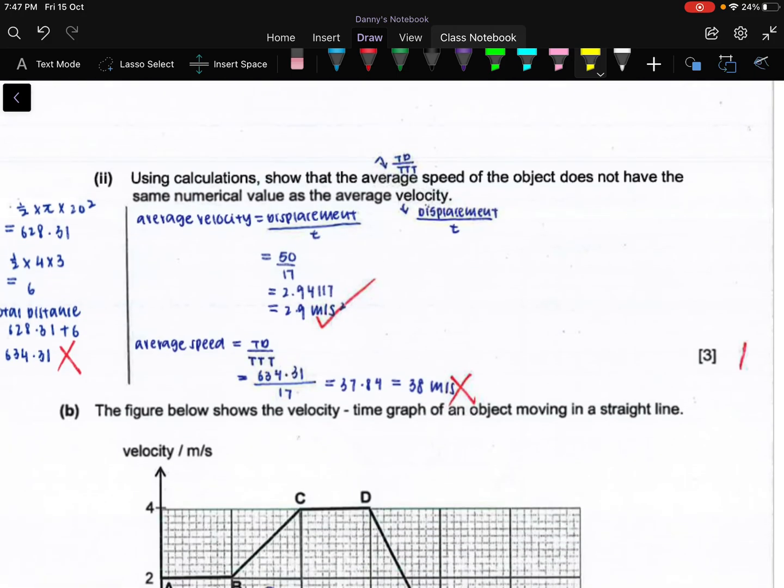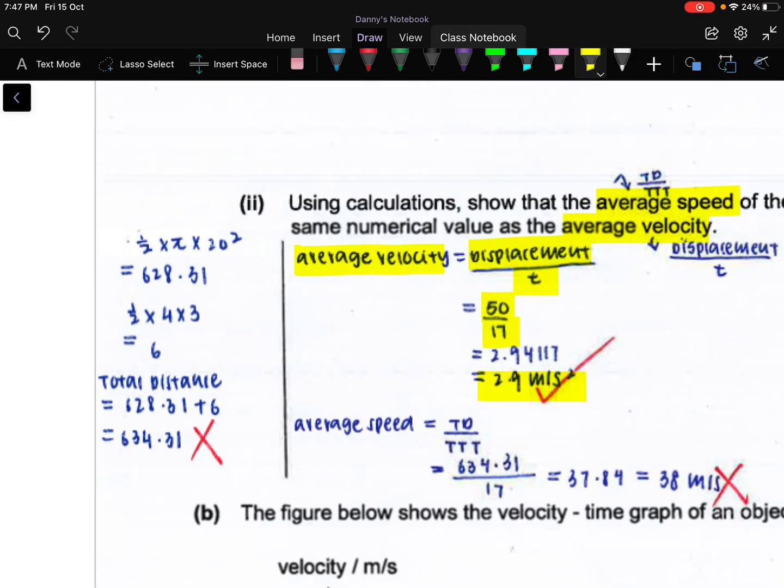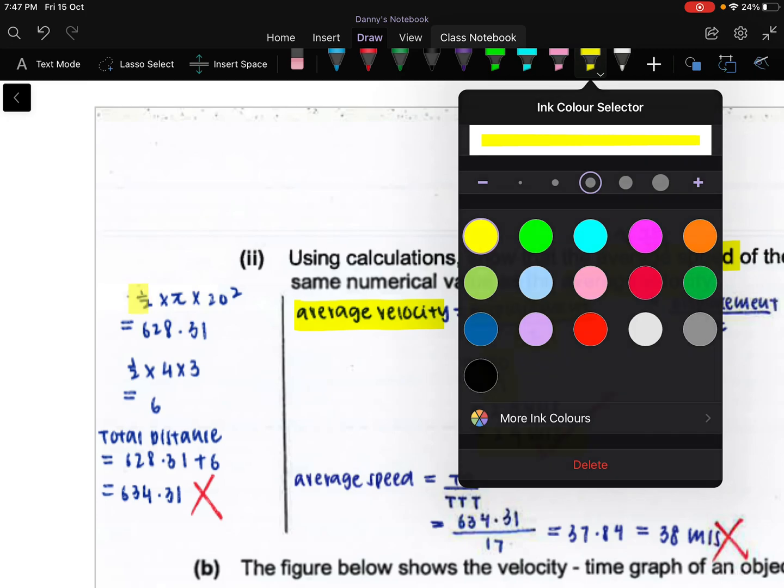For 10B, you are asked to show me the average speed, and then you should show me the average velocity. So down here, you can see that she actually calculated the average velocity correctly. Use the displacement divided by time. So displacement, she found it earlier to be 50 divided by 17. This is the average velocity. Unfortunately, for the average speed, she did it wrong, because here she used the wrong formula.